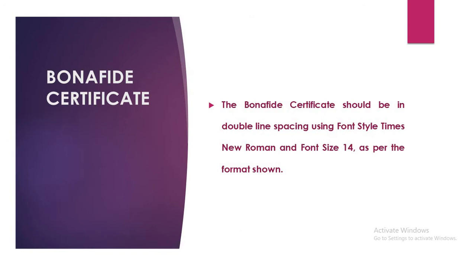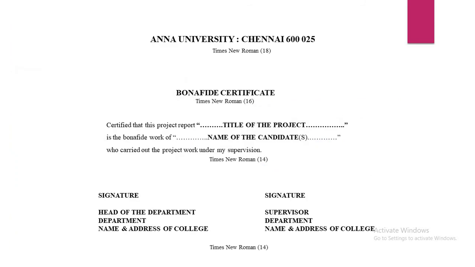And bona fide certificate. The bona fide certificate should be in double line spacing using font style Times New Roman and font size is 14 as per the format shown here. That is Anna University Chennai 600025, Times New Roman 18. Then bona fide certificate, size 16. Certified that this project report, title of your project, is a bona fide work of name of a single candidate or a group of candidates that depend on your project, who carried out the project work under my supervision. It should be signed by your supervisor and also head of the department.